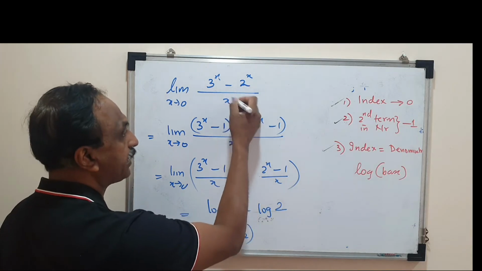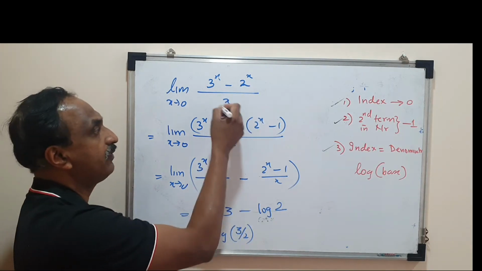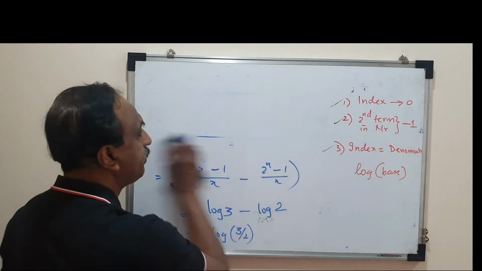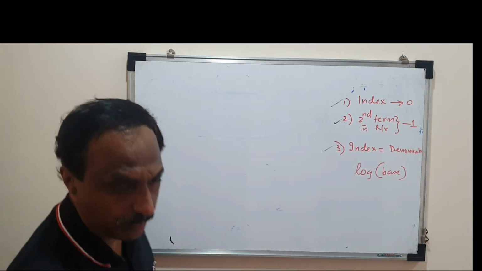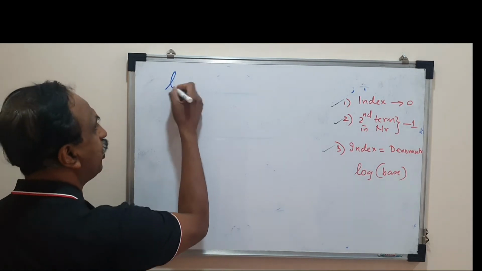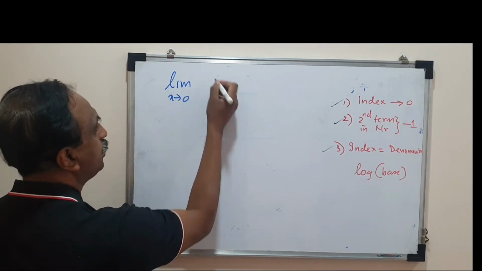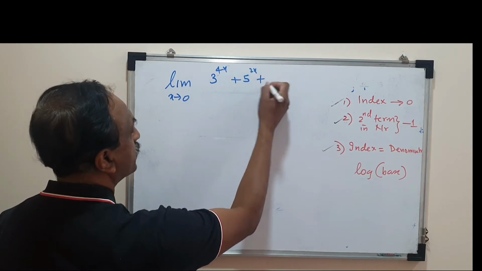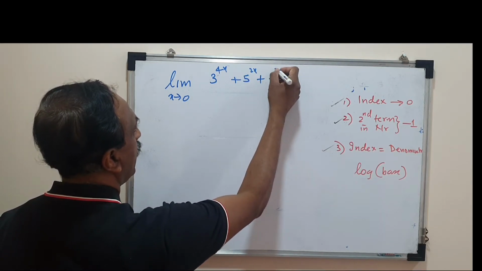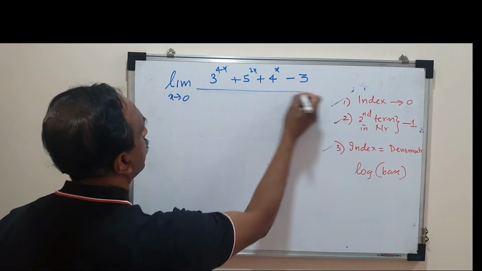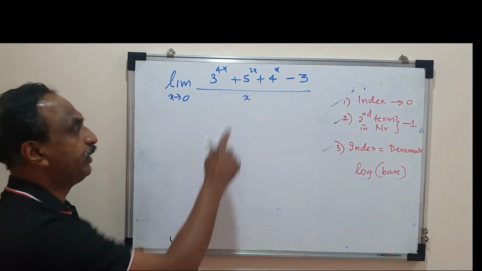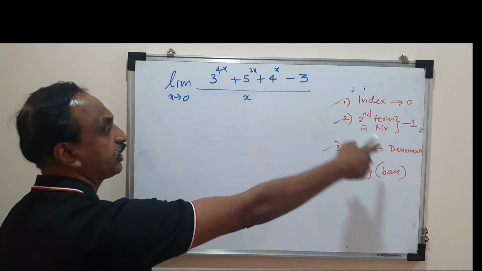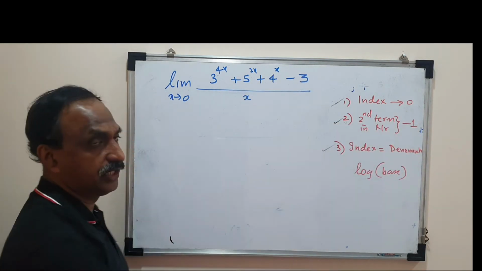One having denominator x, later on I will have denominator x square. Let's look at this problem of the same kind where denominator is x. So I am going to discuss all the problems with the denominator x. Limit x tending to 0, 3 raised to 4x, 5 raised to 2x plus 4 raised to x minus 3 upon x. Whenever the denominator is x we are in short of minus 1, and whenever we are in short of minus 1, it can be adjusted within.